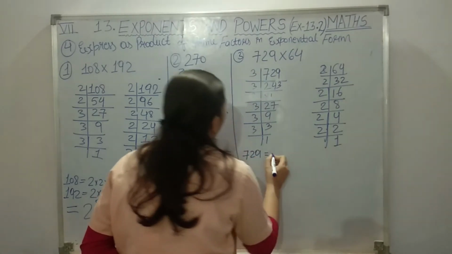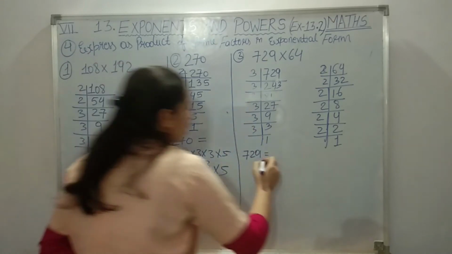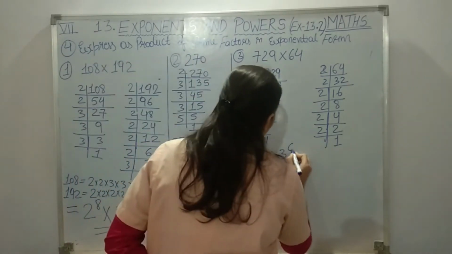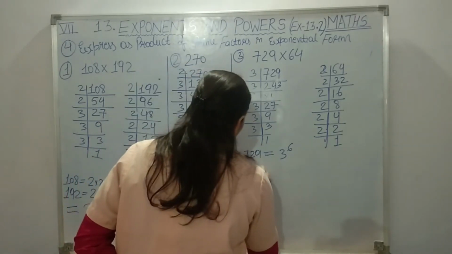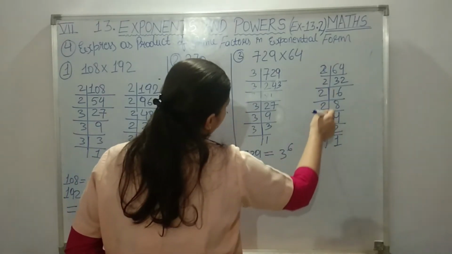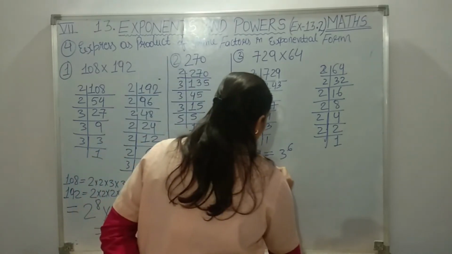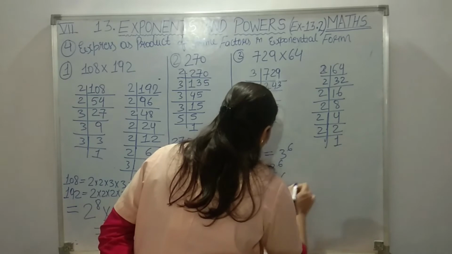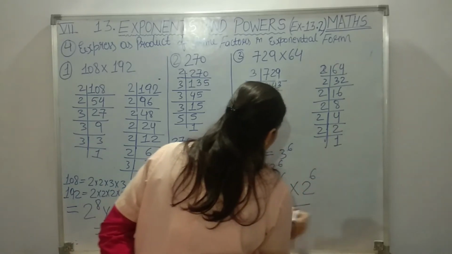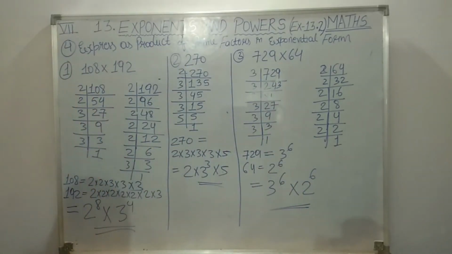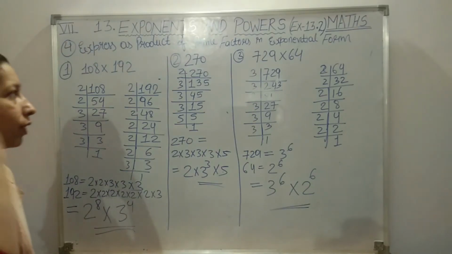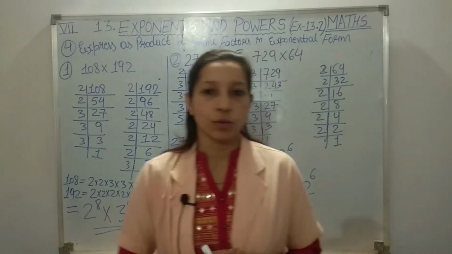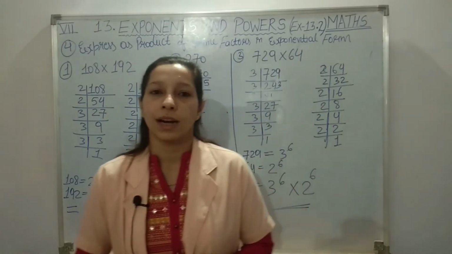729 is equal to 1 2 3 4 5 6, 6 times 3 students. So if you want you can write 3 into 3 6 times, or simply here I am writing 3 raised to the power 6. For 64, 1 2 3 4 5 6, so 2 raised to the power 6. Okay, finally our answer will be 3 raised to the power 6 into 2 raised to the power 6. With this we have completed question number 4 also. One more point is there, you are going to solve it by yourself. Okay, note it down, then we'll start question number 5.